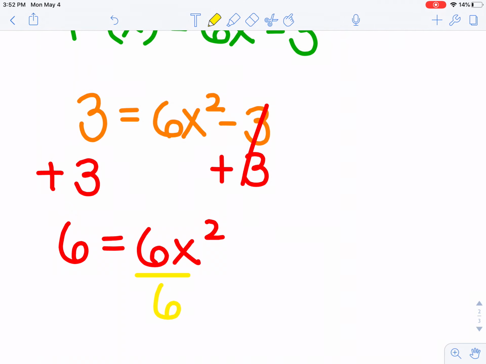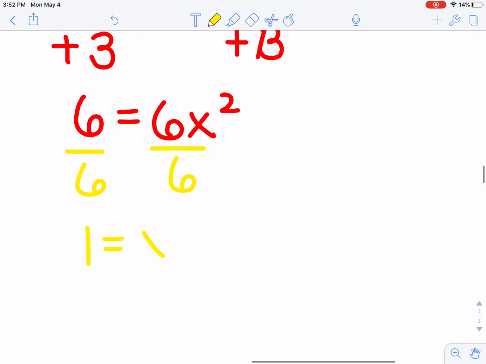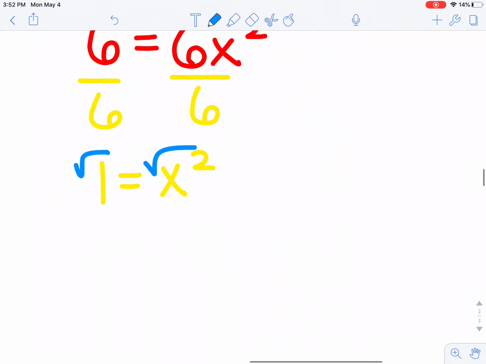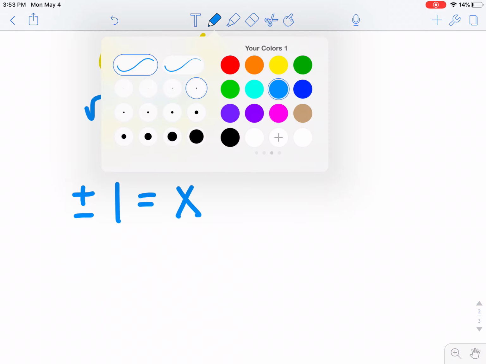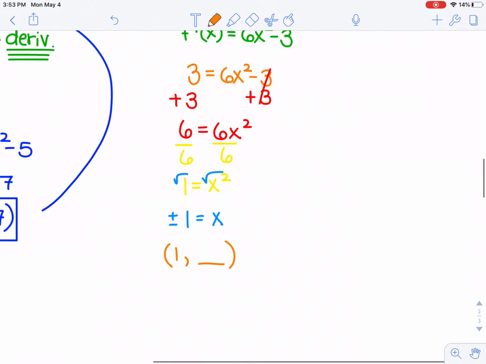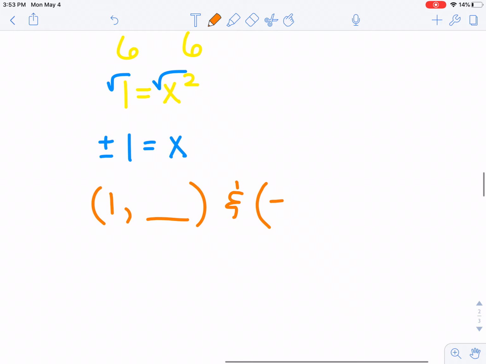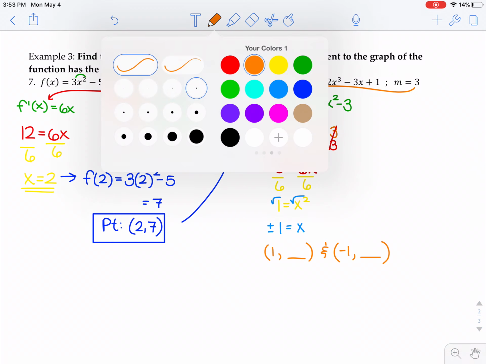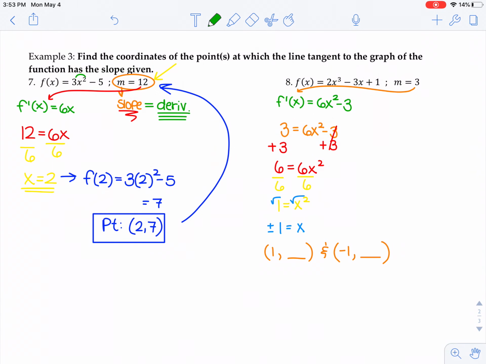Divide 6. I get 1 equals x squared. And to solve this, let's go ahead and square root both sides. Now, of course, guys, I love it. This is where the algebra 2 comes in. We get plus or minus 1 equals x. Right? When I square root, it's positive, negative. So that means that there's 2 points. At the point 1 something, there's going to be a tangent line with a slope of 3. And at negative 1 something, there's going to be a tangent line with a slope of 3. So no worries, we just have to find the original points with both of those numbers.